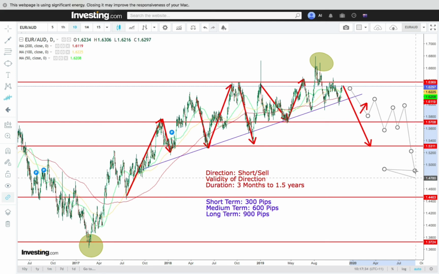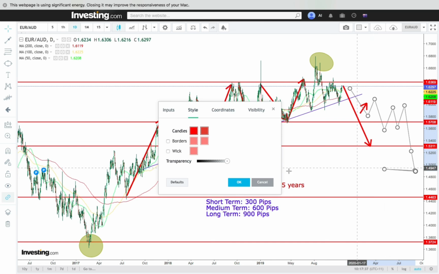Hopefully you understand this technical analysis and the reason behind it.